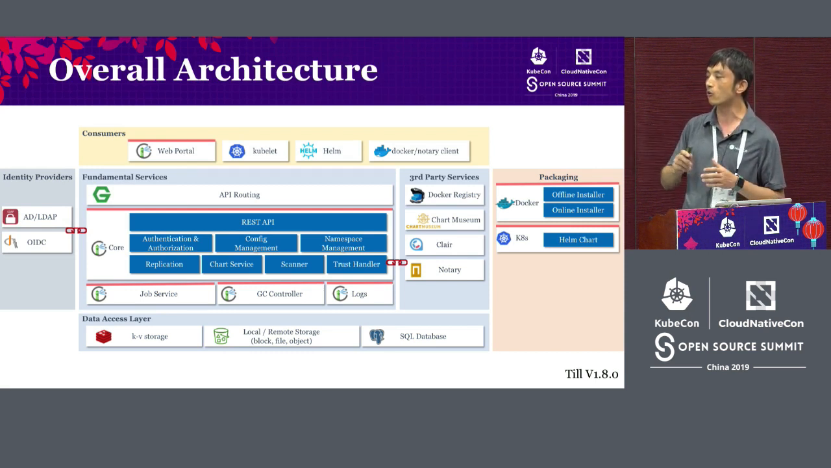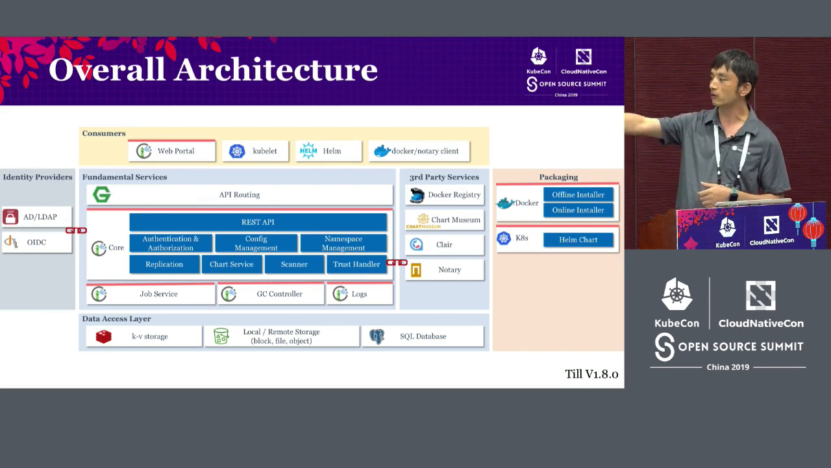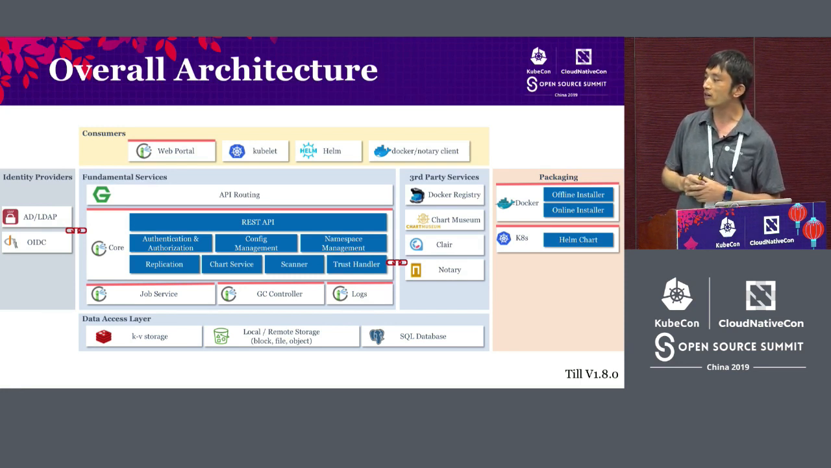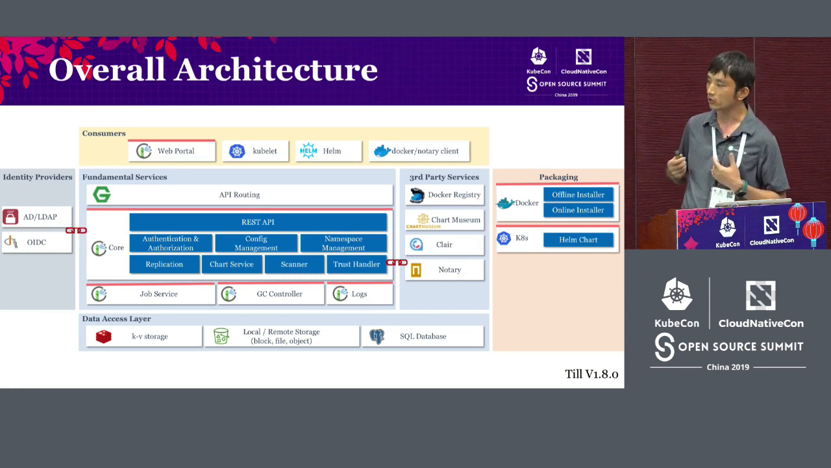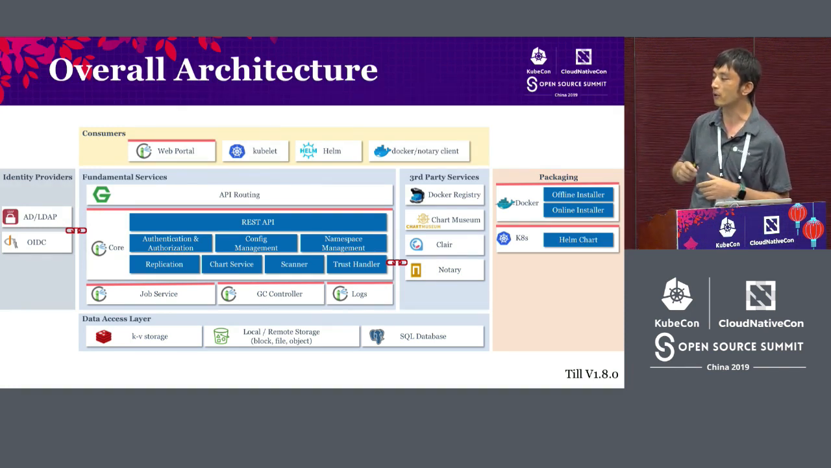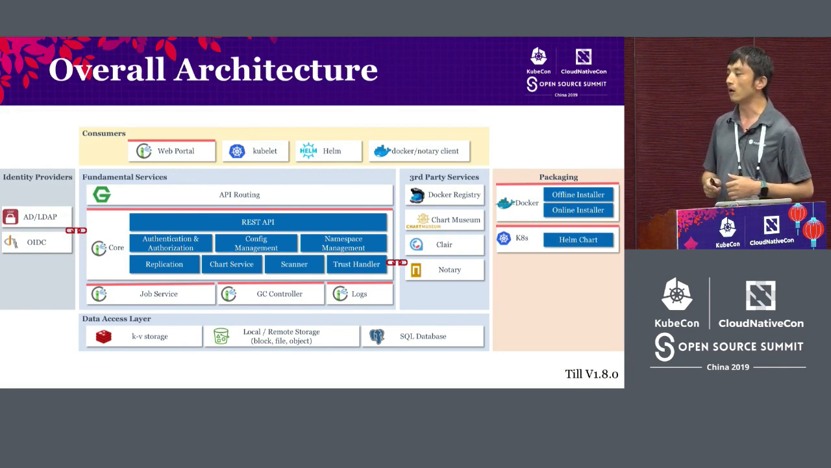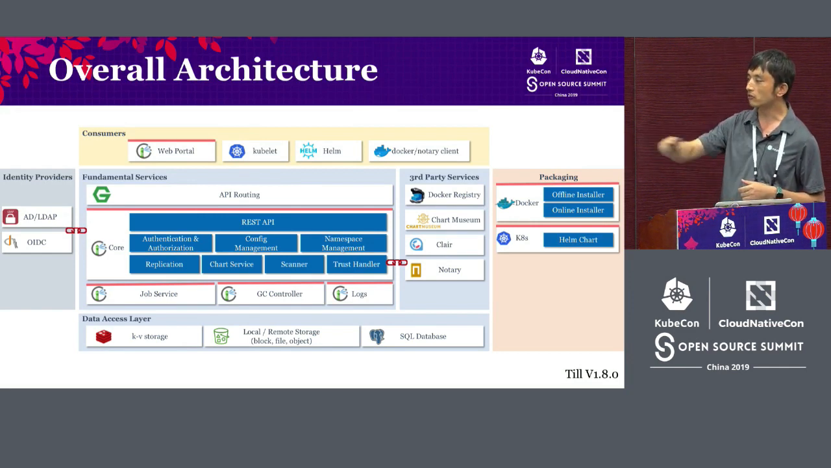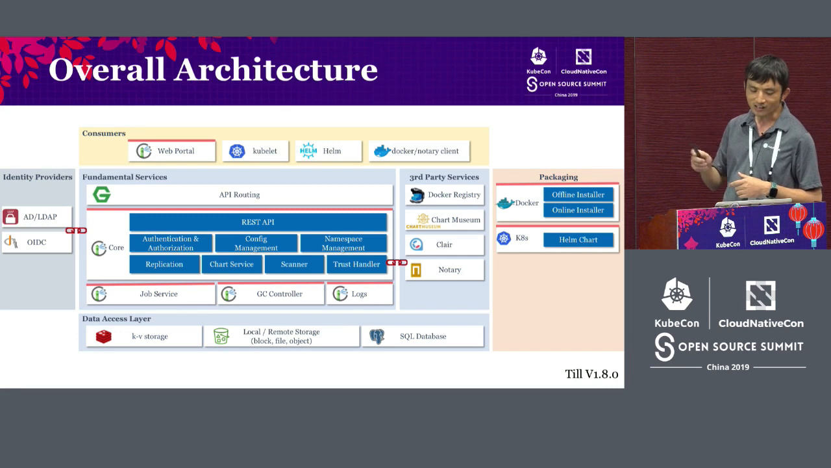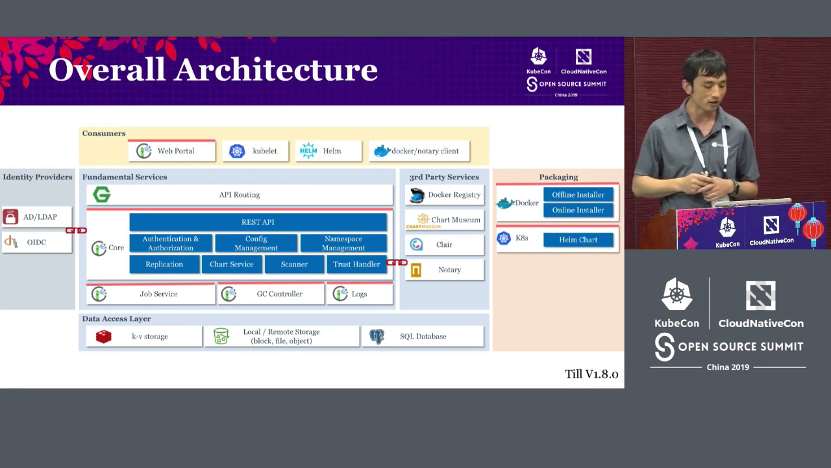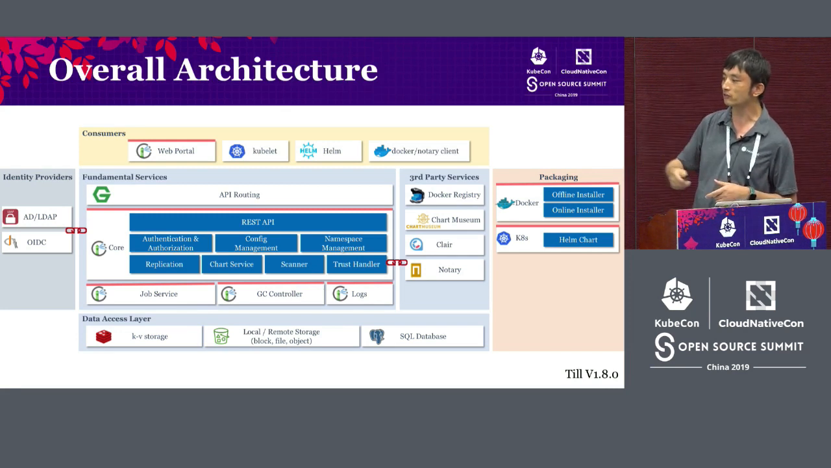Besides chart service, scanner, and trust handler, we also have the Replication framework and underground framework. So we have some third-party services, for example, Docker registry, the native Docker registry to provide the storage, and also ChartMuseum to store charts, and then Clair to scan, and Notary for signature. And we know that Notary and other things are also projects.